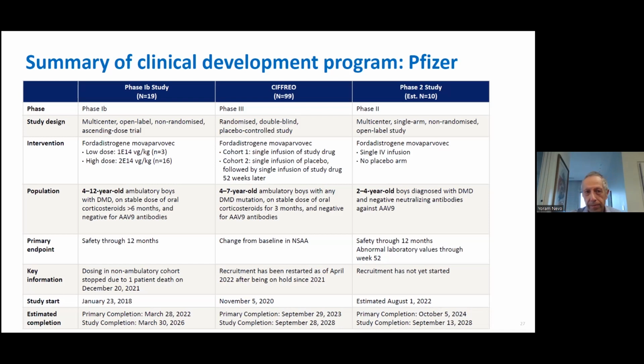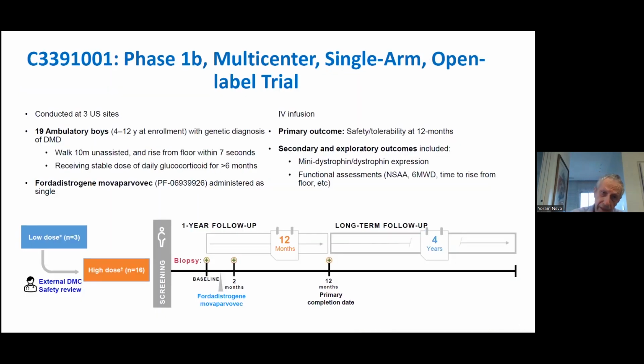Next slide, please. Okay, this is the phase 1. In phase 1, again looking for safety of Pfizer's therapy, there were 19 patients. Next slide, please.